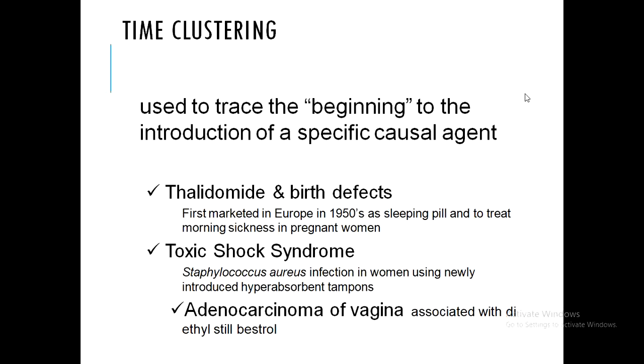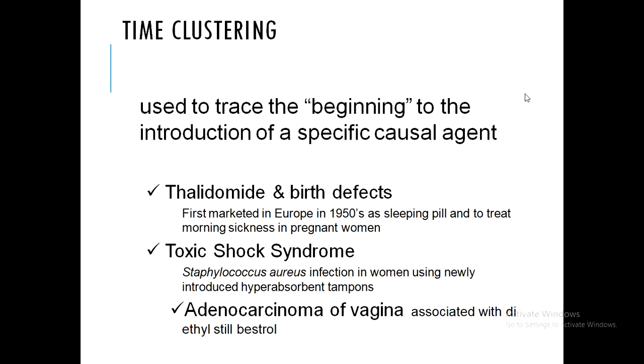Another example of investigation was the presentation of adenocarcinoma of the vagina in young females, which presented from the 1950s to the 1980s, and it was then concluded that it is associated with another drug, diethylstilbestrol, which can result in adenocarcinoma of the vagina in the babies whose mothers used diethylstilbestrol in pregnancy. So time clustering gives us a clue towards the etiology.